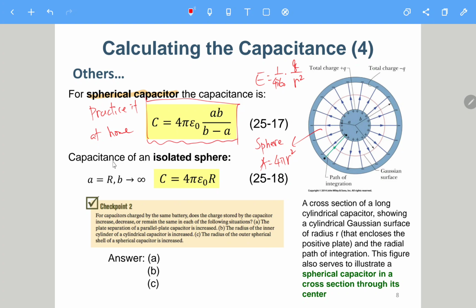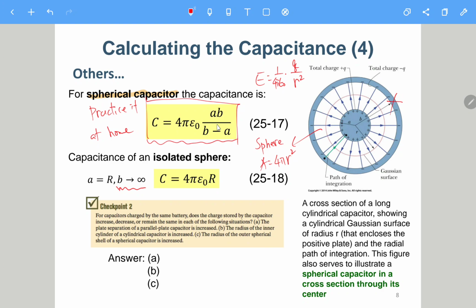There is a special case, which is the capacitance of an isolated sphere, where we just don't consider the outer one. We only have the inner sphere, which means that in this case, B tends to infinity, so that we don't have the outer one. Of course, in this case, we cannot directly plug in B there.